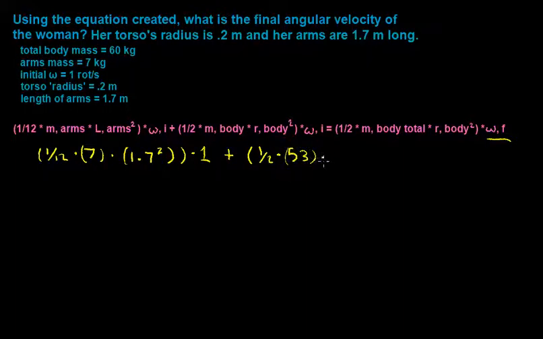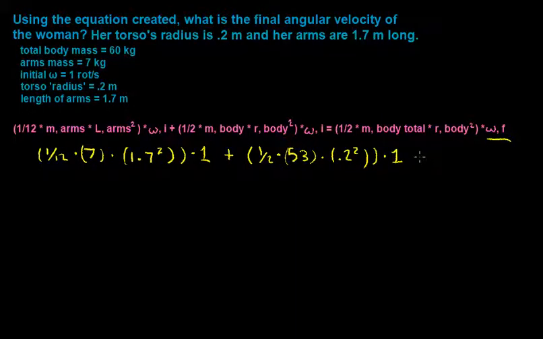And then this is multiplied by the radius of her body squared. So we said that her torso's radius is 0.2 meters, and we can just approximate this for her entire body, which is not accurate, but you know, we're just gonna go with it. So we have that, and then this will all be times 1 once again, because we have an angular velocity of 1 rotation per second.